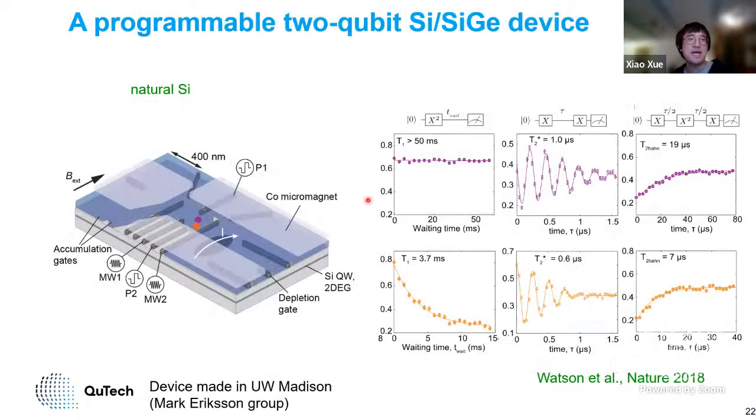In 2018, our colleagues at Delft and Wisconsin, Mark Eriksson's group, and we together demonstrated a programmable 2-qubit processor in silicon germanium. You can see we got all the T1, T2, and T2 echo from this device. Don't judge by the numbers. These numbers aren't great, but I will show you the reason why. Actually, I have the answer here. It's natural silicon. I will come back to the isotopes in silicon later. But still, we have all the characteristics. They are great, but we still want to know the gate fidelities.